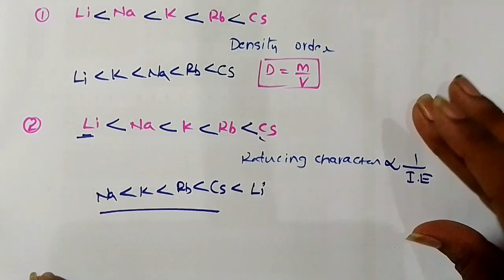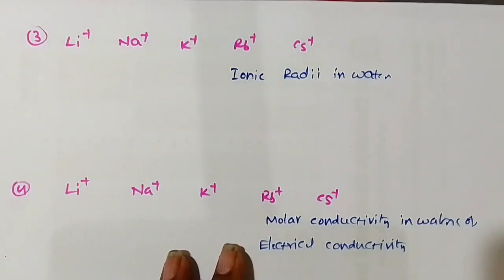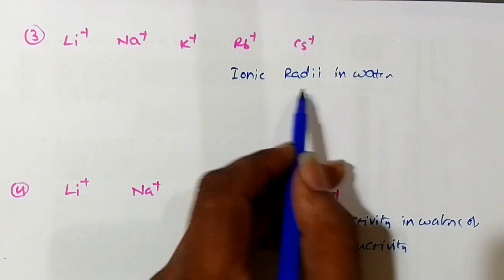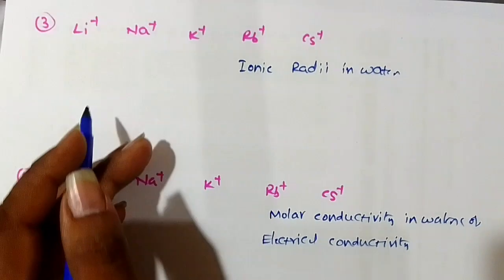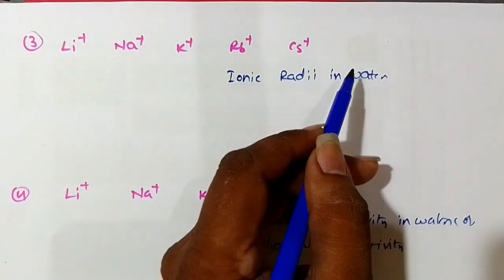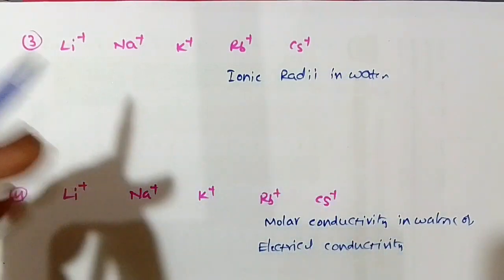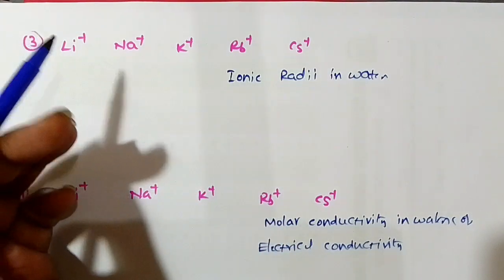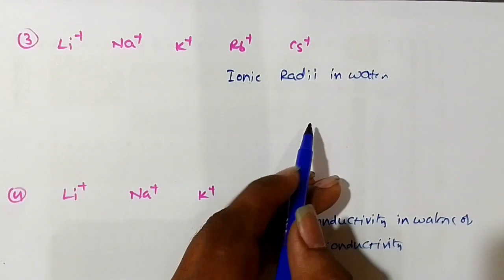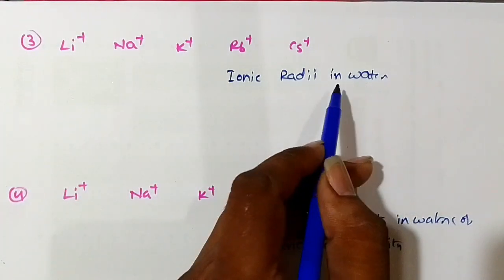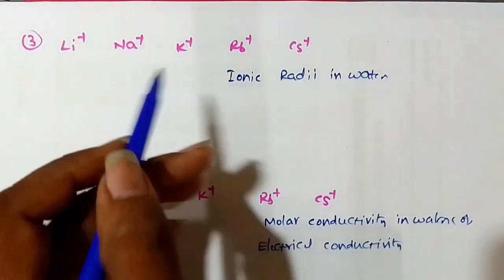Now coming to the third question, we have to find out the order of ionic radii in water. Lithium, sodium, potassium, rubidium, cesium ions belong to the first A group elements. Already you know that in a group from top to bottom, the size of the atoms increases and the size of the ions also increases. But if the ions are taken in water, what will happen?